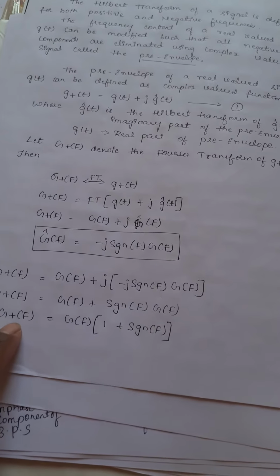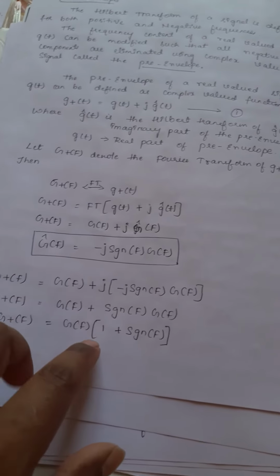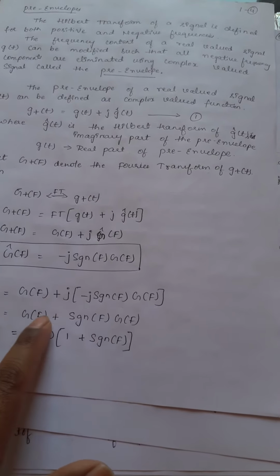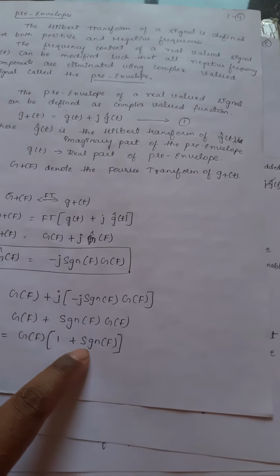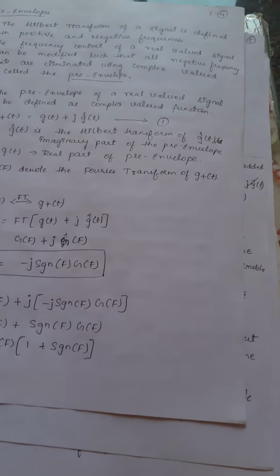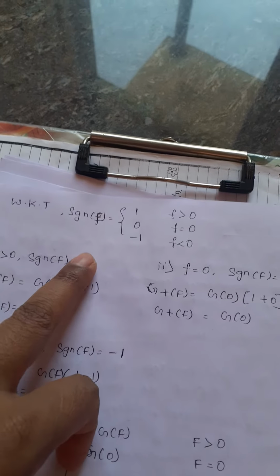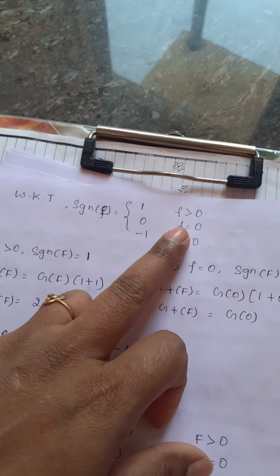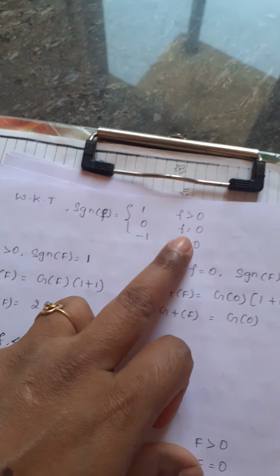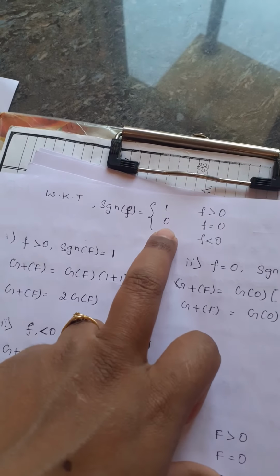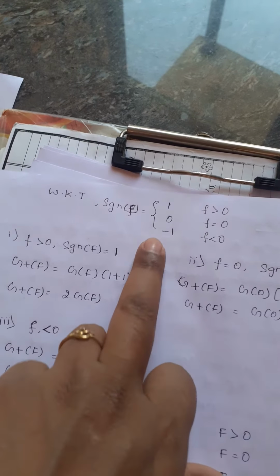So G plus of f equals G of f, and if we take it common, the remaining terms are 1 plus sgn of f, where we know the concept that the sgn function of f equals 1 for f greater than 0, 0 for f equals 0, and minus 1 for f less than 0.